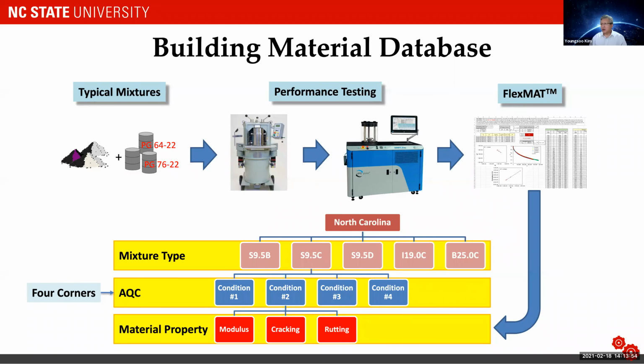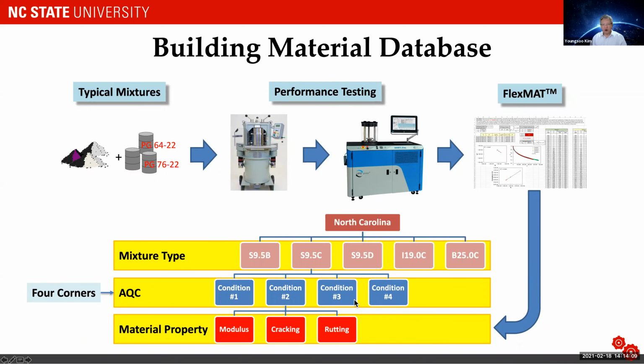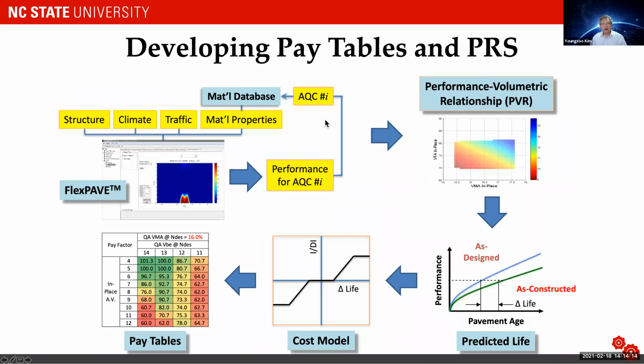I know SMA is popular in Illinois or is getting popular. You definitely need to go through this process and store the data. Then when the SMA project comes in, you already have the 4 corner volumetric conditions and 4 corner performance data. So you can input the 4 corner material properties, get the performance of the 4 corners, and with the volumetrics of the 4 corners, you can develop the performance volumetric relationship.